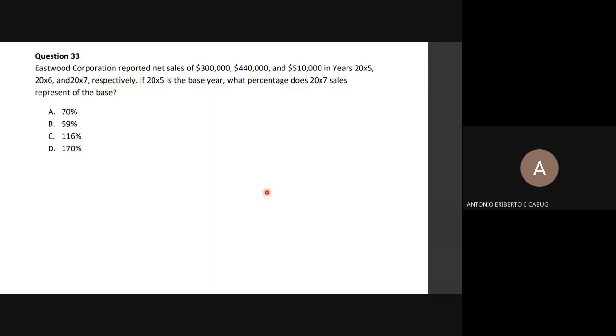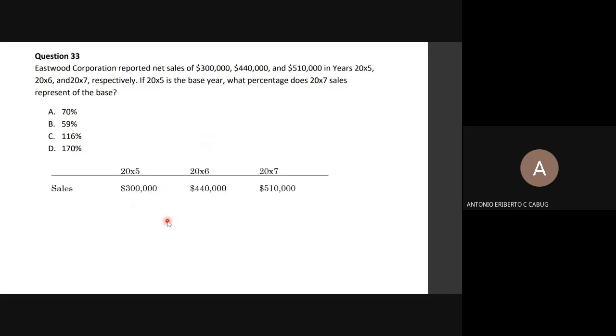Okay. Question number 1. Eastwood Corporation. Please enter your answers. Anong sagot niyo sa Eastwood Corporation? Eastwood Corporation reported net sales of 300K, 400K and 510K in years 20x5, x6, x7 respectively. If 20x5 is the base here, what percentage does 20x7 sales represent of the base?